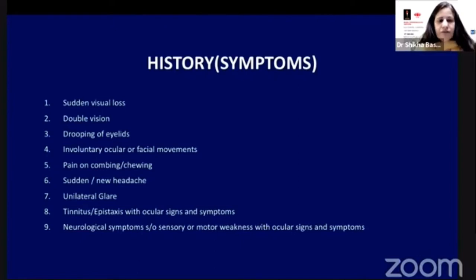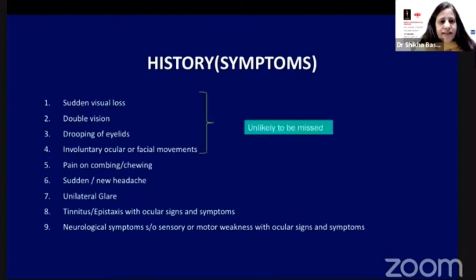The usual symptoms in neuroophthalmology that the patient presents with are sudden vision loss, double vision, drooping of eyelids, involuntary ocular or facial movements, pain on combing or chewing, sudden or a new kind of headache, unilateral glare, at times tinnitus, epistaxis with ocular signs and symptoms, at times neurological, sensory or motor weakness with ocular signs and symptoms.